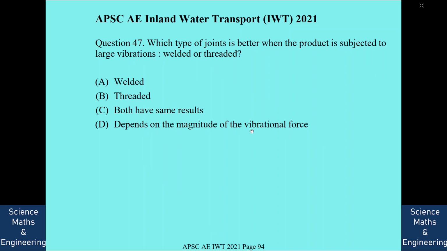Next, which type of joints is better when the product is subjected to large vibrations? Is it the welded joint or the threaded joint? Or both have same results, or depends on the magnitude of the vibrational force.